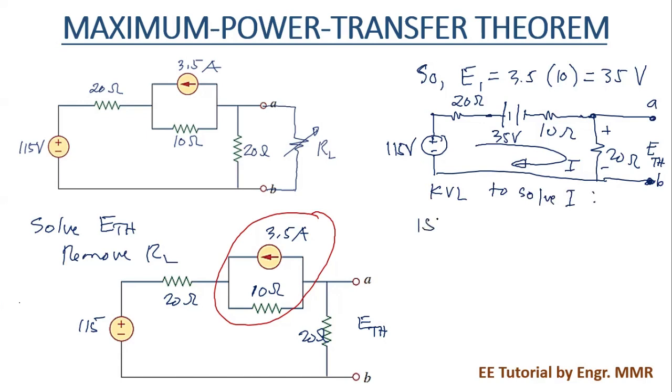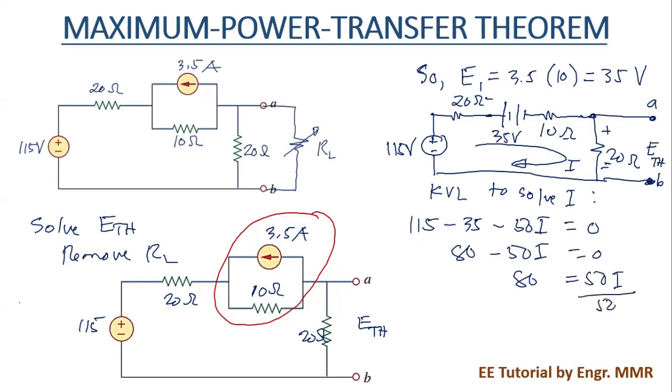So we have 115 minus the 35 volts minus the sum of the resistances that the current I is flowing through. So we have 20, 10, and another 20, so you have 50I, that's equal to 0. So we add algebraically the 115 and the negative 35, so that is 80. Then we have minus 50I equal to 0. Transposing negative 50, it becomes plus 50I. And then divide by the coefficient of I to solve for I. So cancel. The I here, if we solve it, is equal to 1.6 amperes.